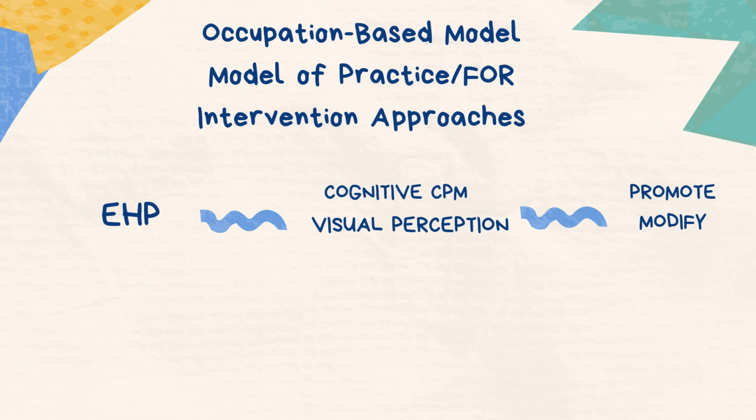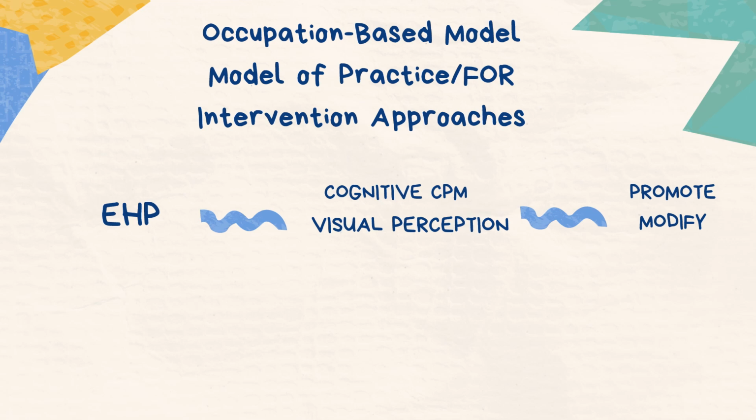So here in this slide, I'm going to discuss the occupation-based models of practice, frame of reference, and intervention approaches for Ariel. So the OBM that I picked was EHP. The reason why I chose EHP is to increase her performance range and ability to perform tasks. So those tasks of handwriting and typing that she needs to be stronger in.